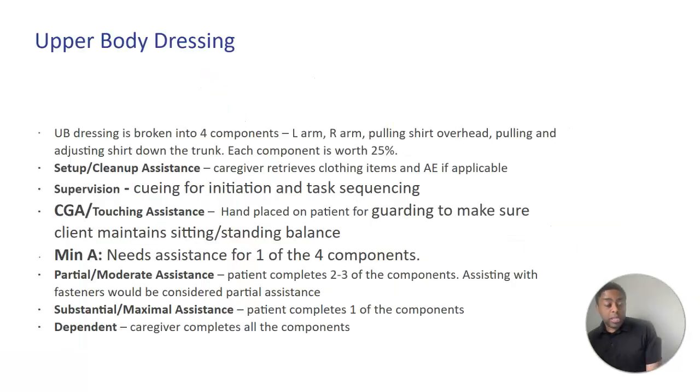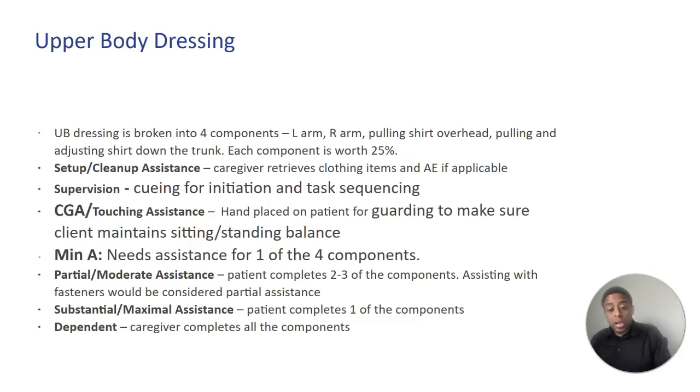Now, upper body dressing has 4 different components. So when we break it down into smaller components, we have the left arm, the right arm, pulling the shirt overhead and pulling the shirt down. So those are the 4 different components. Each of them is assigned 25%, right? So if the person only needs help inserting the sleeve over one arm, but they can do the rest themselves, that would be min-assist. Right? If, let's say, they need assistance in threading their arms, but then they can bring it over their head and pull it down, that would be moderate assist.